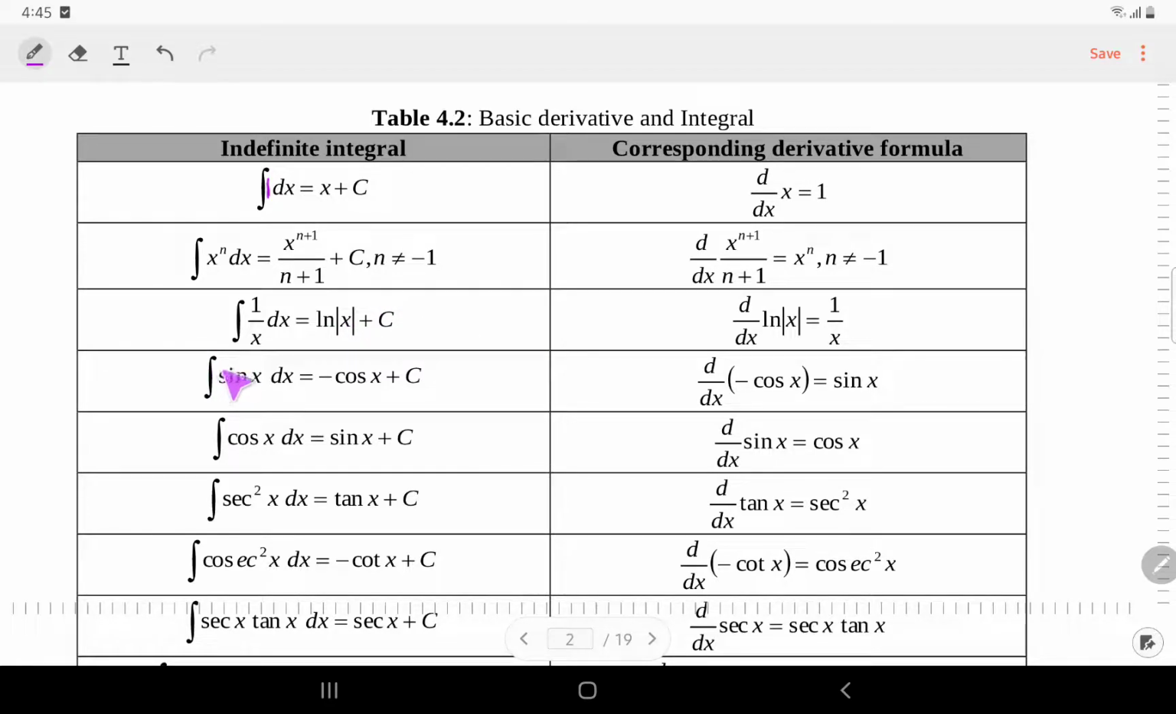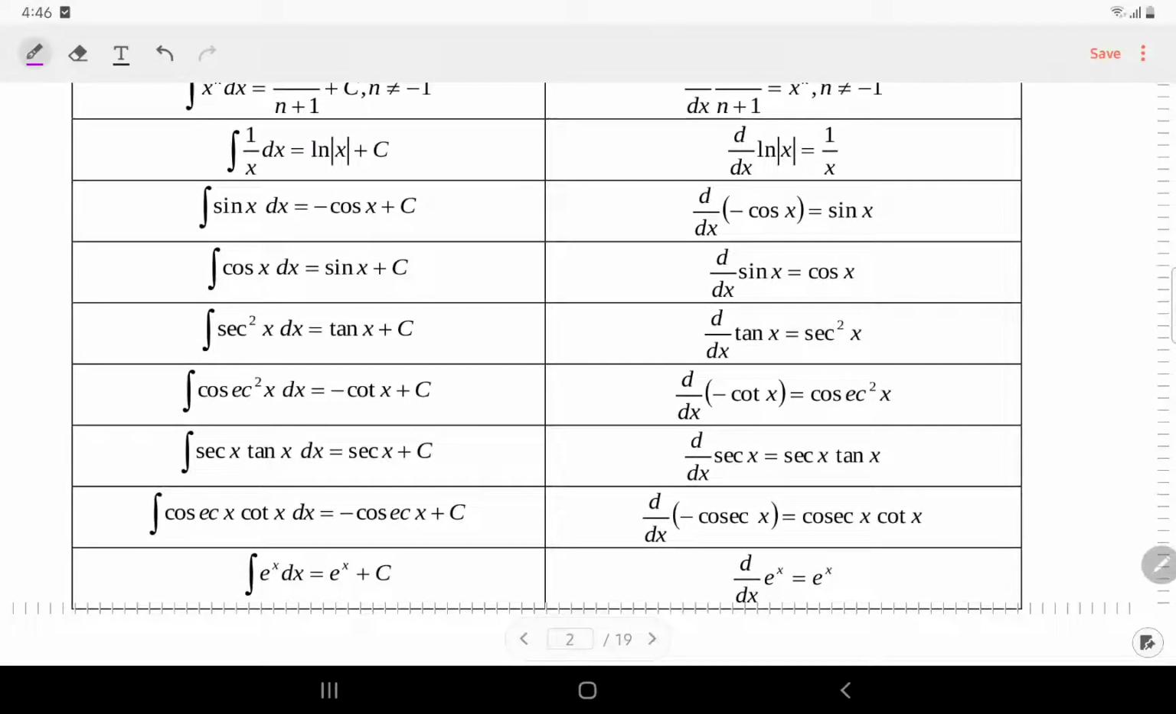Next one is if we integrate sine x, we will get negative cos x. And when we integrate cos x, we will get sine x. Integrate secant square x, we will get tangent x. Integrate cosec square x, we will get negative cotangent x. Integrate secant x tangent x, we will get secant x. Integrate cosec x cot x, we will get negative cosec x.